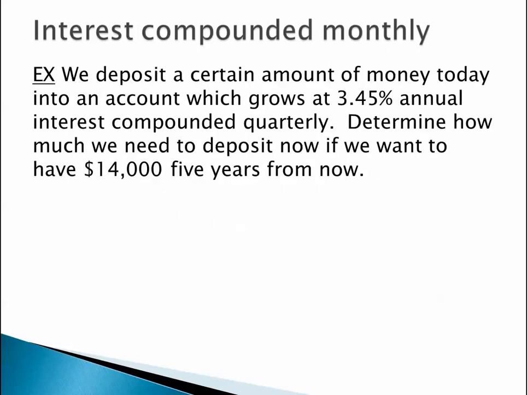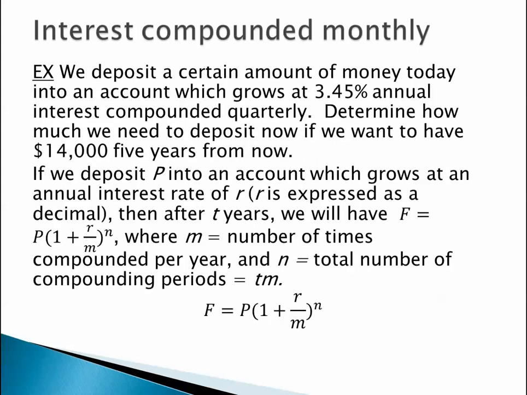Let's say we deposit a certain amount of money today into an account which grows at 3.45% annual interest compounded quarterly. Determine how much we need to deposit now if we want to have $14,000 5 years from now. So here's the formula we'd use. Again, same formula, F equals P times 1 plus R over M to the N. Why don't you go ahead and take a moment and see if you can figure out the answer to this problem.